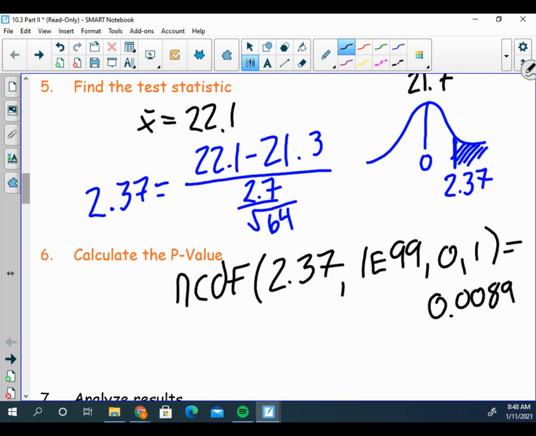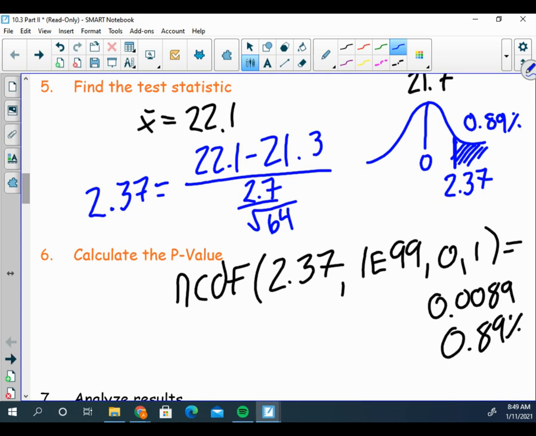Is that what you all got? Yes. Okay, so what does that practically mean? Again, my picture is not to scale, right? That value should probably be over a little bit more. But this value, if I turn it into a percent, is 0.89%. That means that not only is this area to the right 0.0089, but there's a 0.89% chance that I get a value as extreme or more than 2.37.